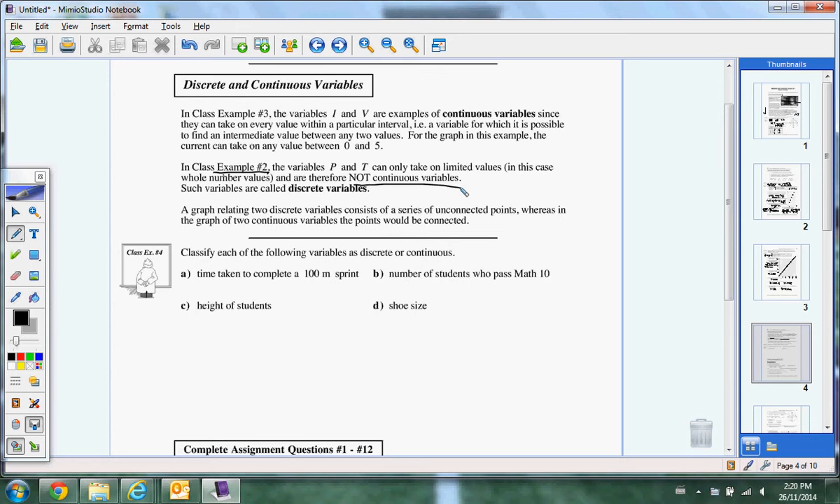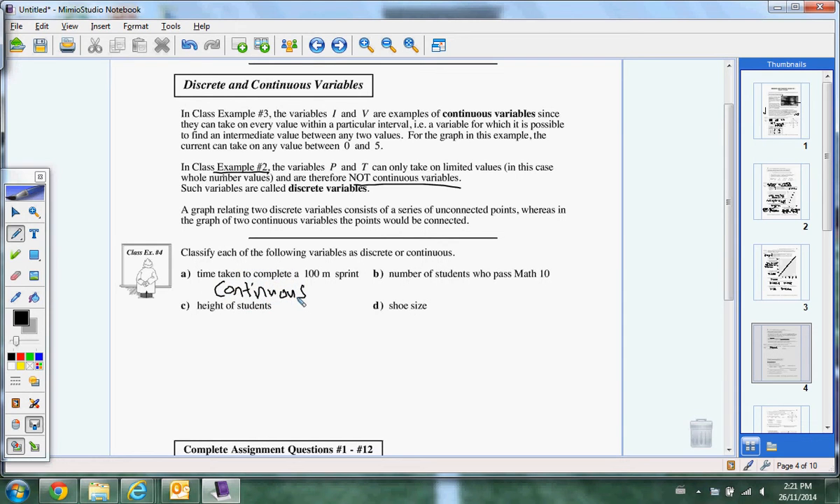Okay, so classify each of the following variables as discrete or continuous. Time taken to complete a 100-meter sprint. Is that continuous or discrete? Can I finish a 100-meter race in 10 seconds? Can I do it in 10.6 seconds? Yes, so then it's continuous. Okay, there's no limits on when I can finish the race.